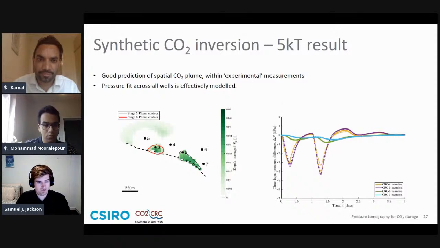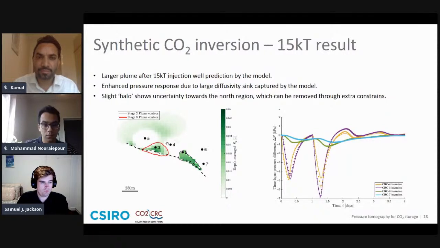We can then increase that to 15,000 tons. So we get a new plume now, this red line from Eclipse, and we repeat the water injections, and we can again invert to see where that plume should be. And here the green is again our inversion result. So you see we place most of the CO2 inside that stage 3 plume contour from the Eclipse simulation.